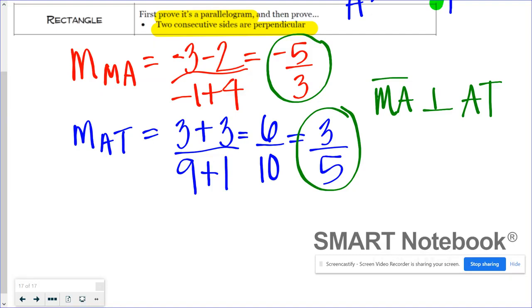So that's how Backer breaks it down using coordinates to classify quadrilaterals on the coordinate plane.